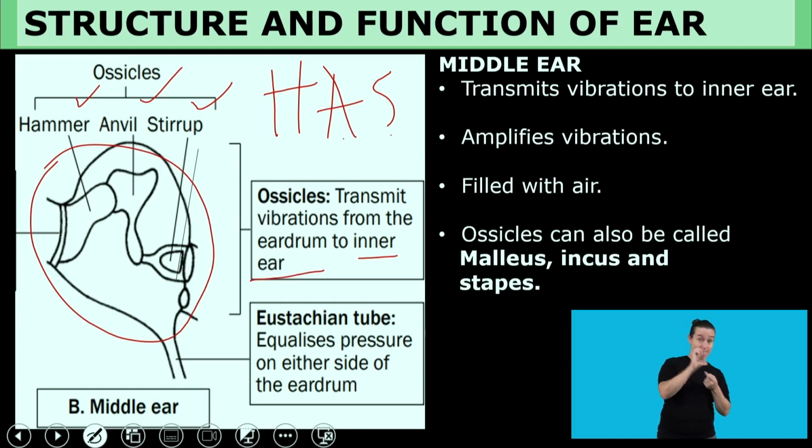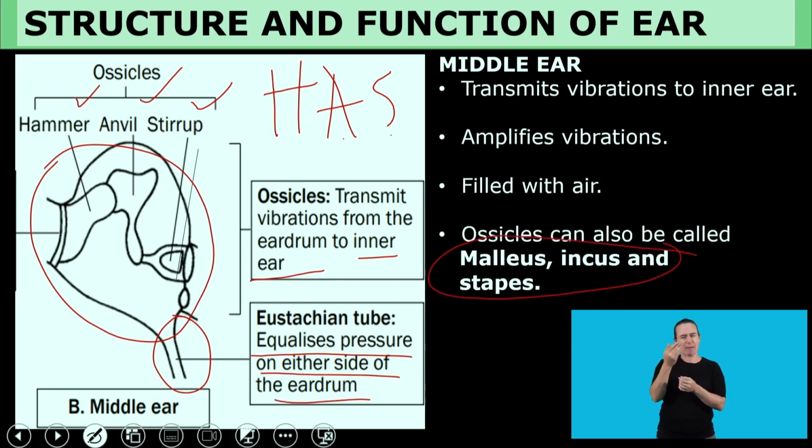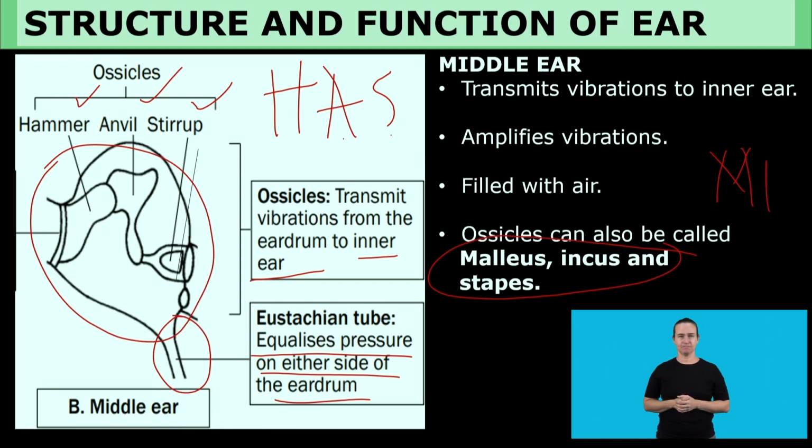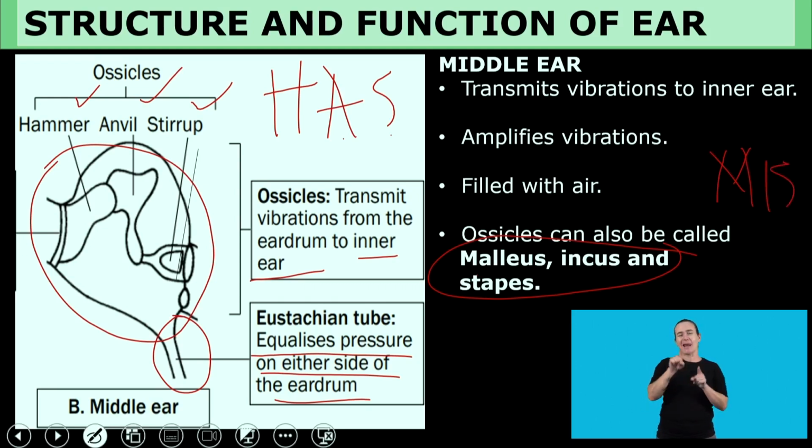This is part of the middle ear, with the Eustachian tube, which equalizes pressure on either side of the eardrum. You can also use these names for the ossicles: malleus, incus, and stapes. So you can use MIS, there must be an S here, MIS, for the acronym.